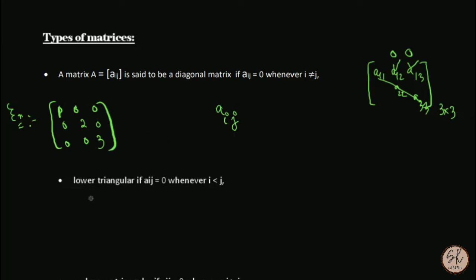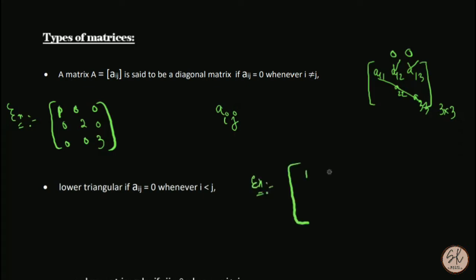Now our next matrix is the lower triangular matrix. In a lower triangular matrix, Aij is equal to 0 whenever i is less than j. For example, 1, 0, 0, 2, 4, 0 and 3, 6, 8. Here we can see that the lower triangular elements are all non-zero. Therefore this is called a lower triangular matrix.